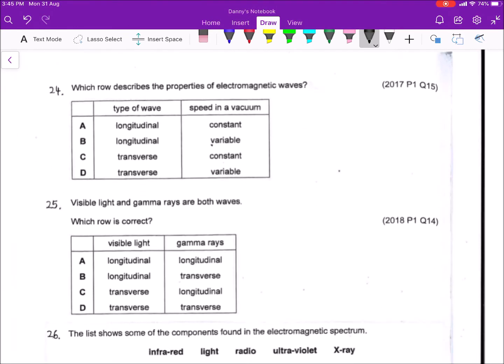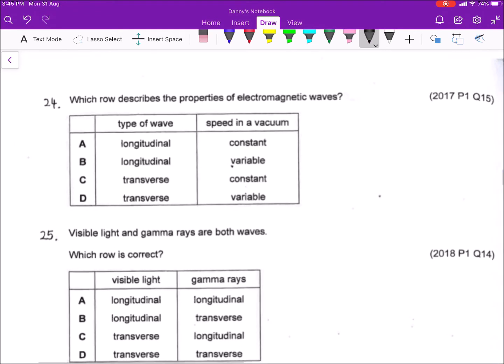Okay, next question. Which row describes the property of electromagnetic wave? That is your EM wave. All of them are transverse, and the speed in vacuum is the same. They travel at 3 times 10 to the power of 8. This is your speed of light in vacuum.